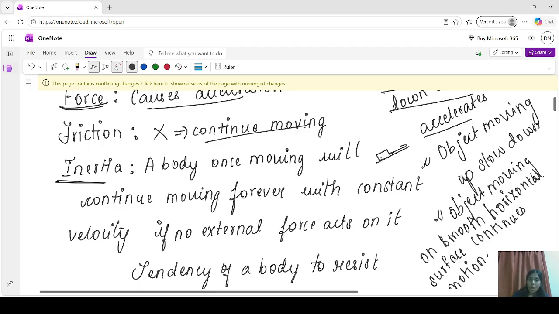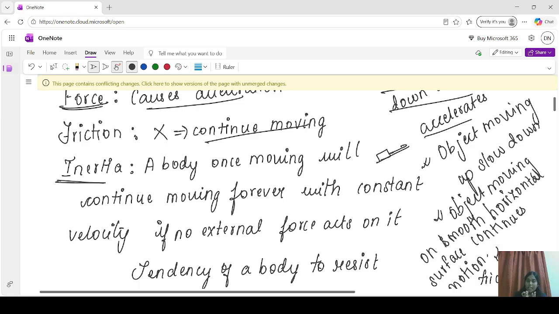And the next one, an object moving on a smooth horizontal surface continues its motion. Why? On a perfectly smooth horizontal surface, like in this case, it is a frictionless surface. So no unbalanced force will act on the object. Gravity and the normal reaction cancel each other vertically, and there is no friction to oppose motion.